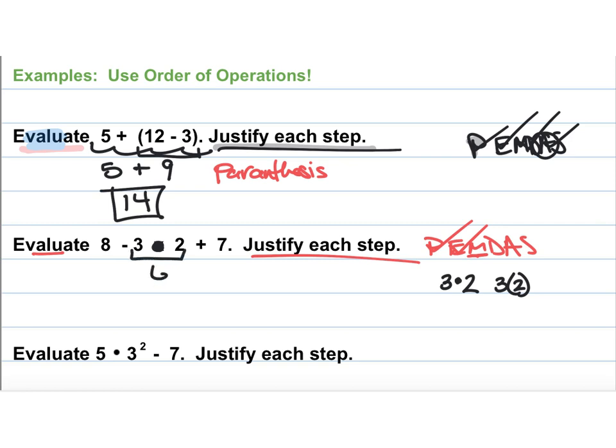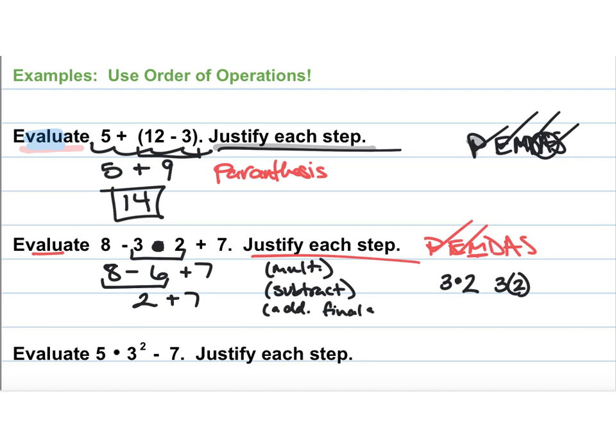3 times 2 is 6. Notice I'm going to rewrite everything else. I'm just going to show all my thinking here. So then I would write down that my first step was multiplication. That was my justification. The next one, I'm going to do subtraction next because that is left to right. So here I do 8 minus 6, which is 2. And then last thing, of course, is that I'm going to add, and that is my final step. If you want to justify here why you did that, maybe you can write left to right. So then I get an answer of 9 when evaluated.